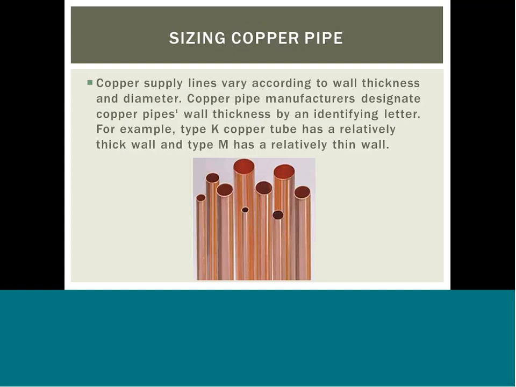Copper supply lines vary according to wall thickness and diameter. Copper pipe manufacturers designate copper pipe's wall thickness by an identifying letter. For example, type K copper tube has a relatively thick wall, and type M has a relatively thin wall.